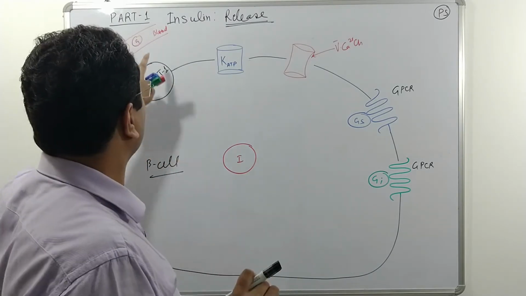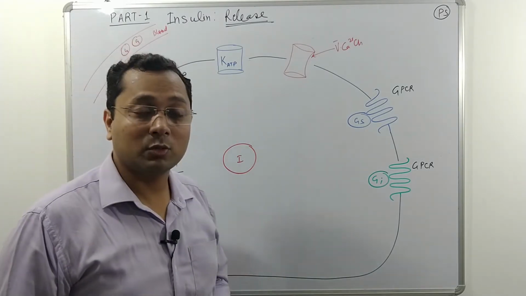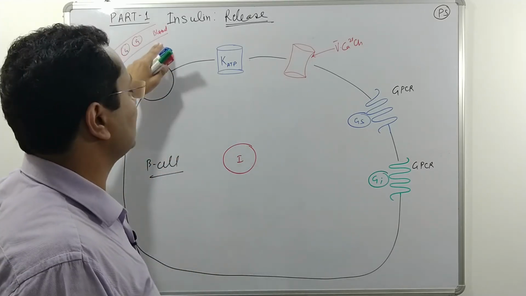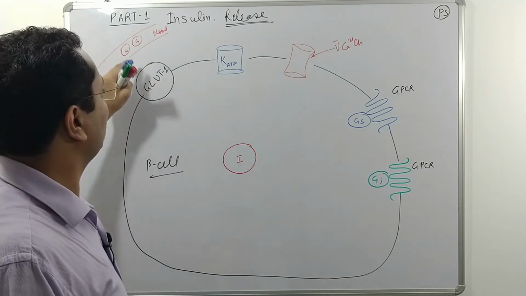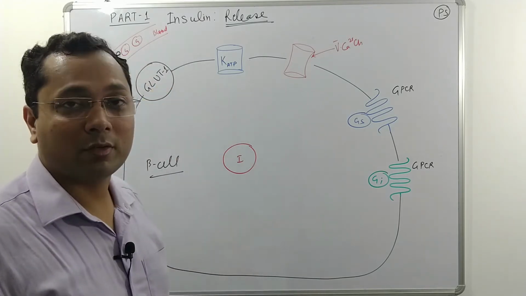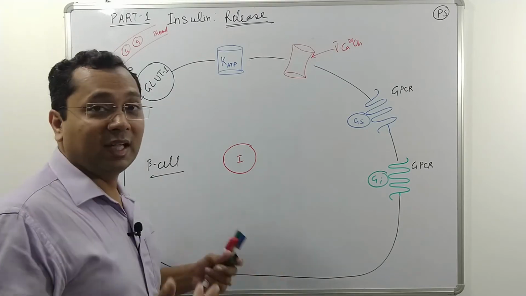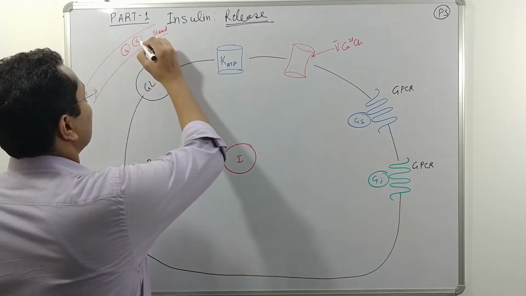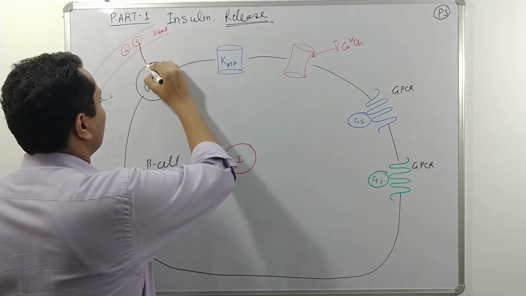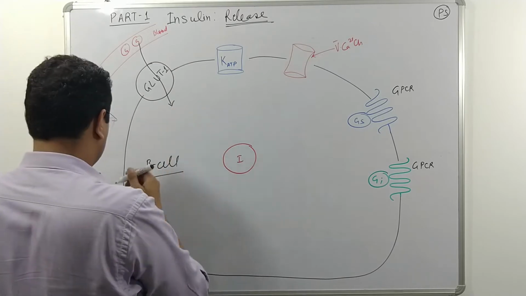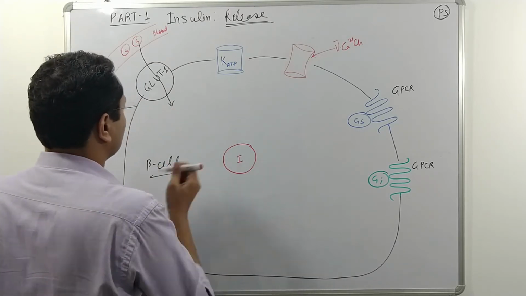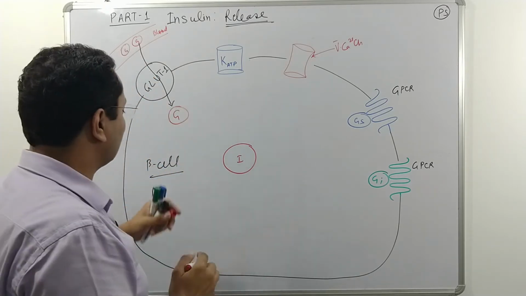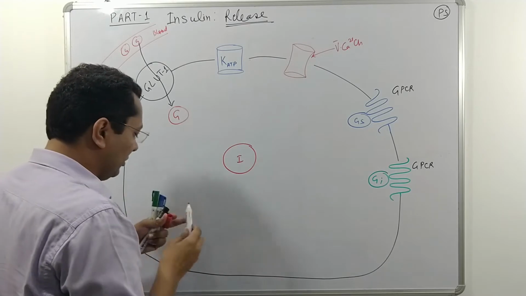First, whenever we have eaten something, that food is converted into glucose, and it will flow into the blood. Once it flows into the blood, there are these GLUT1 transporters. Beta cells' action is independent of insulin. So now this glucose is transported into the beta cell.